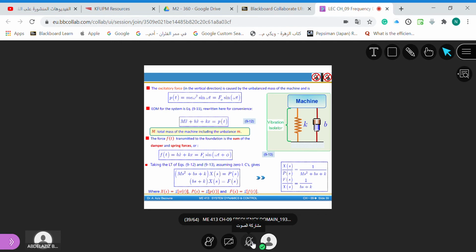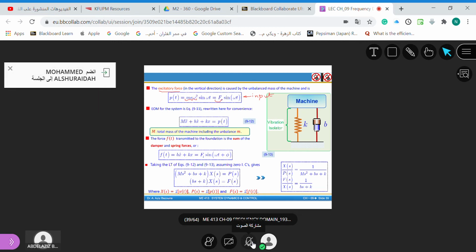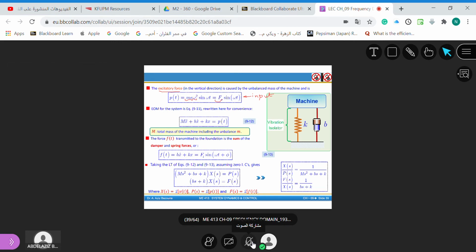Here, if you remember, we have just seen the rotating unbalance. The excitatory force, the exciting force, was given by this one: m e omega square sine omega t is equal to F naught sine omega t. So we can write this term m e omega square as F naught. So this will be the input to the system. So the unbalance is causing vibration to your system. So your equation of motion, if you remember, we wrote it in this form: m x double dot plus b x dot plus k x is equal to p of t. M is the total mass of the unbalance, including the mass m.